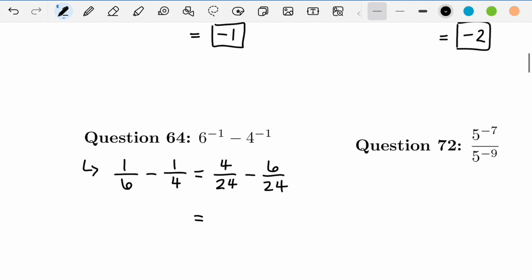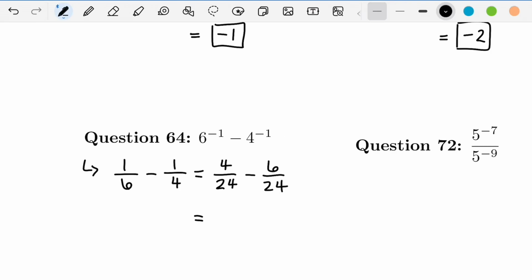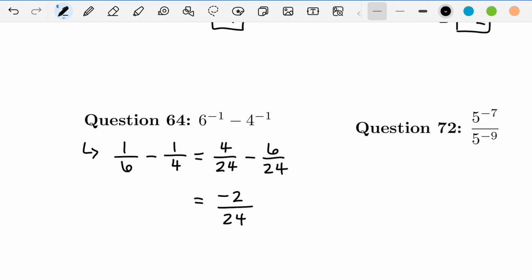So on the top here, once we have a common denominator, we will just subtract the numerators. So we have 4 minus 6. So this will give me a negative 2, and we still have a denominator of 24. So simplifying this a little bit further, we'll divide by 2 on the top and bottom of this fraction, and we'll get minus 1 over 12.